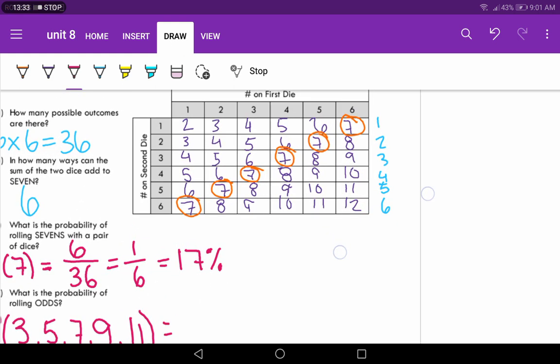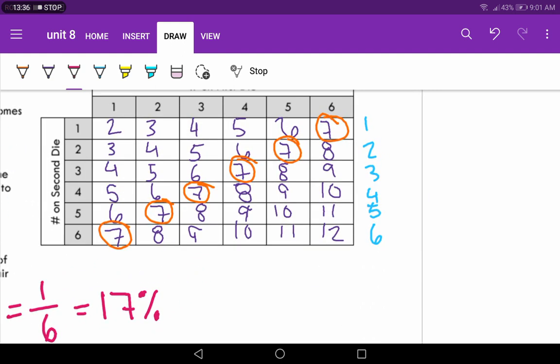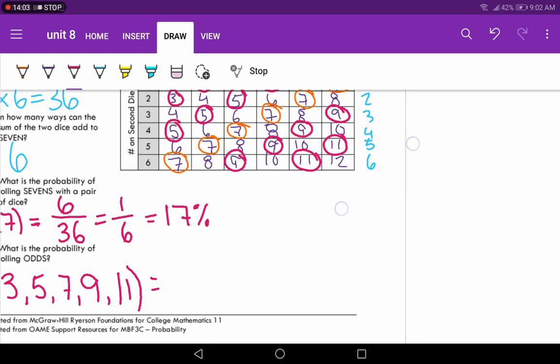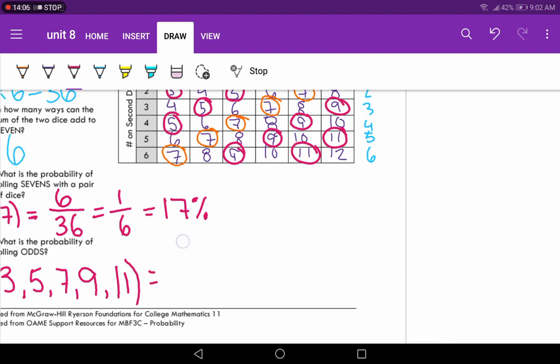So again, I'm going to go through and I'm going to circle every time I see a 3, 5, 7, or 9. So 3, 3, 5, 7s are already circled, 9s, and 11. Sorry, and 11. And I'm just going to count those circles. So 1, 2, 3, 4, 5, 6, 7, 8, 9, 10, 11, 12, 13, 14, 15, 16, 17. Am I missing one? Oh, yes, 18. That's better. Okay, so there's 18 situations where I'm getting an odd number out of a total of 36.